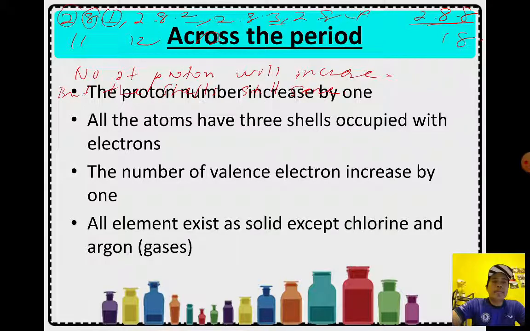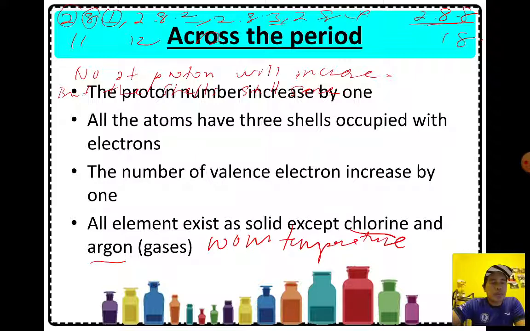Okay, all element exist as solid except chlorine and argon. Semua adalah solid. Ini pada room temperature lah. Room temperature, except chlorine and argon saja dalam bentuk gas.